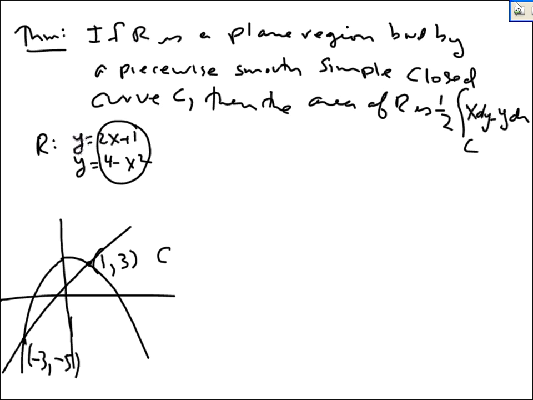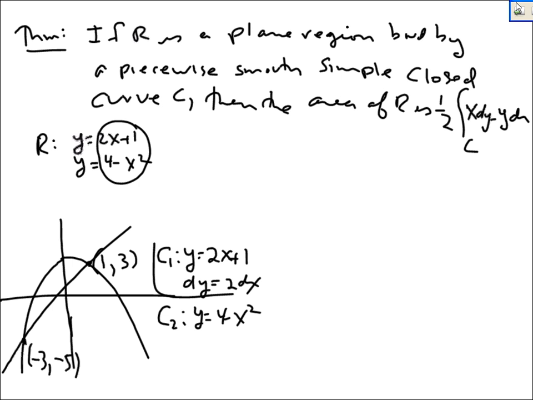So along, say, the top curve, you know that y is 2x plus 1. So that would imply that dy is 2 dx. And along the second piece of curve, we know that y is equal to 4 minus x squared. So dy will be negative 2x dx. So what we get is the area equals 1/2 x dy.